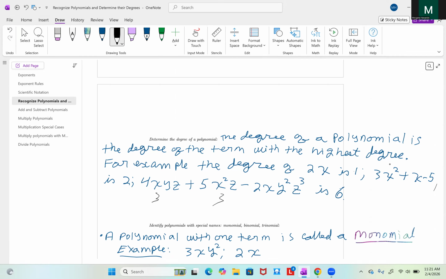The third term is minus 2xy squared z cubed. The degree of x is 1, the degree of y is 2, the degree of z is 3. Adding the 3 degrees, 1 plus 2 plus 3 gives us 6. So the term that has the highest degree is the last term, and its degree is 6. So the degree of the polynomial takes the degree of the term that has the highest degree, which is 6. So the degree of this multivariable polynomial is 6.